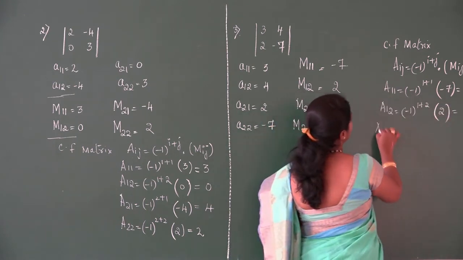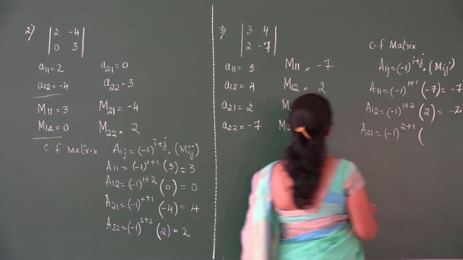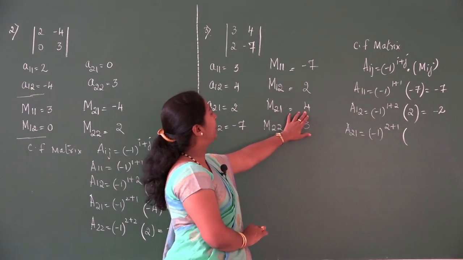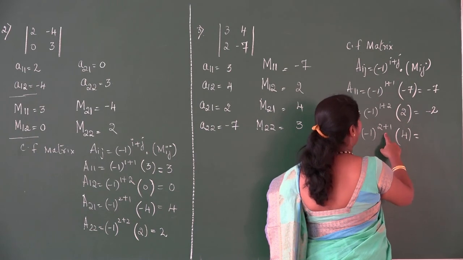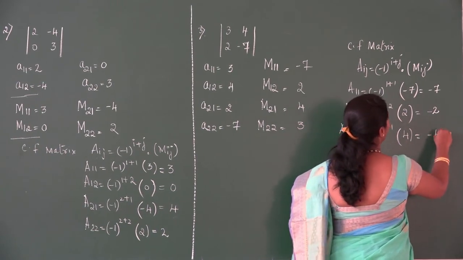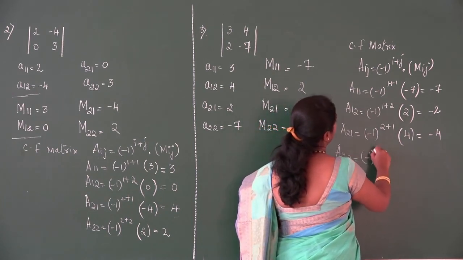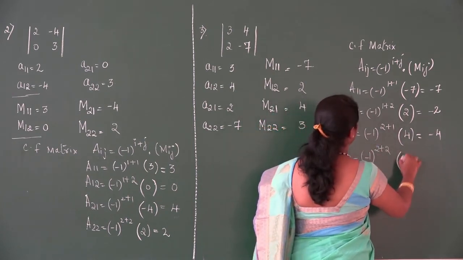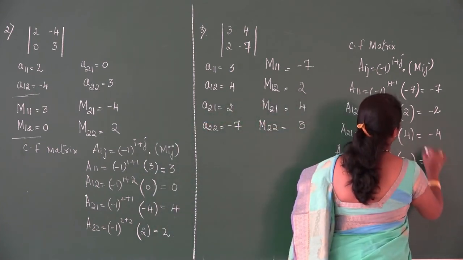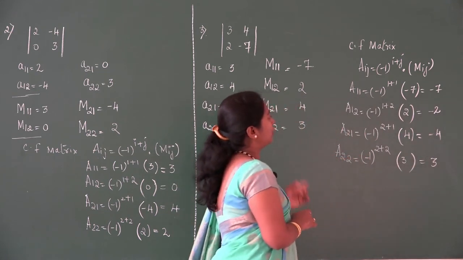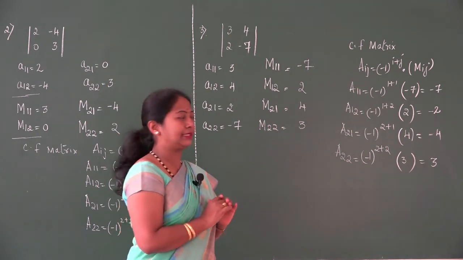Similarly, what is A21? Minus 1 to the power 2 plus 1 into, what is the minor of the element, M21? That is nothing but 4. So, what is minus 1 whole cube? Minus 1, minus 1 into 4, minus 4. Similarly, what is A22? Minus 1 to the power 2 plus 2 into 3. Minus 1 to the power 4 is 1. 1 into 3 will be 3 again. So, it is minus 7, minus 2, minus 4 and 3. These are the elements of the cofactor matrix.